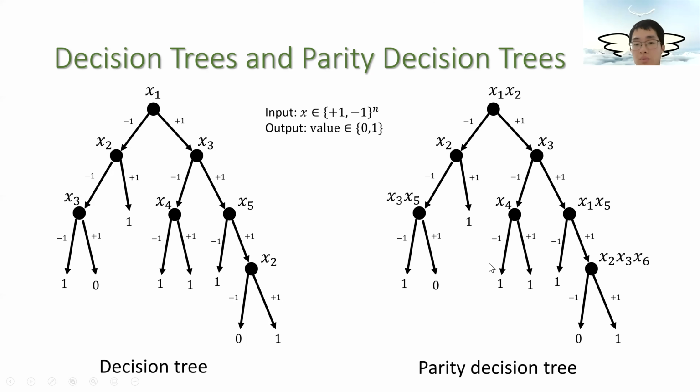And then on the right-hand side is an example of a parity decision tree, where each time you can query a product of coordinates of x. For example, the root queries x1 times x2, and depending on whether it's -1 or +1, you go left or right. And similarly, when you reach a leaf, you output the value of the leaf. We will allow some dummy queries. For example, this x4, no matter what its value is, we will output 1.